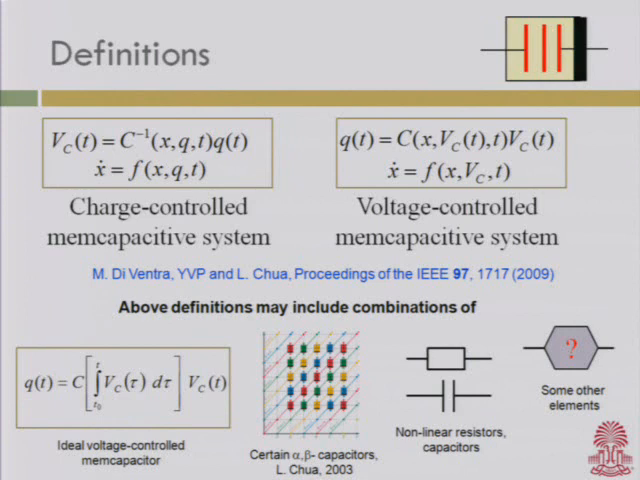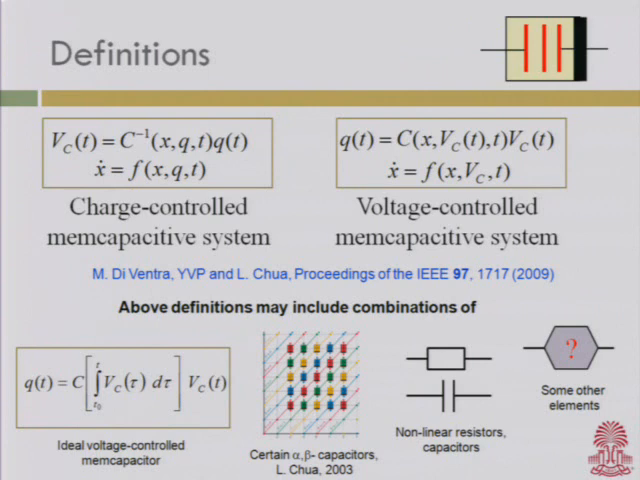In general, the definitions are very similar to the definition of memory resistive systems given by Steve Kang and Leon Chua in their 76 paper. These definitions are very general, so they can include a lot of different elements and their combinations. Here are just a few examples of those elements.